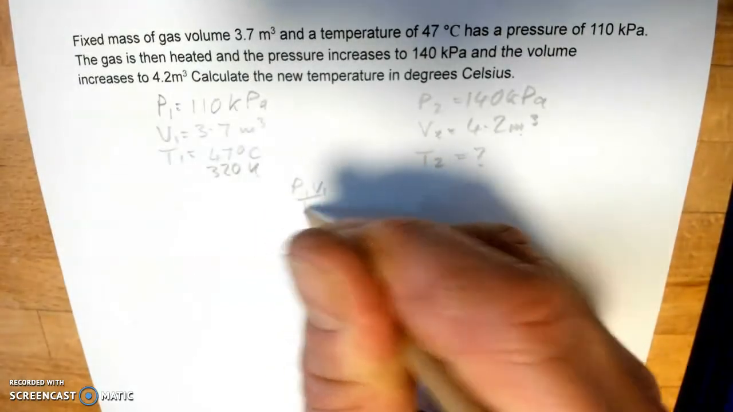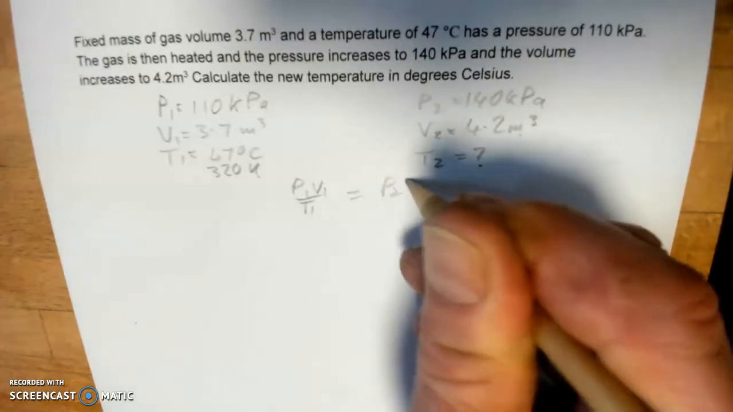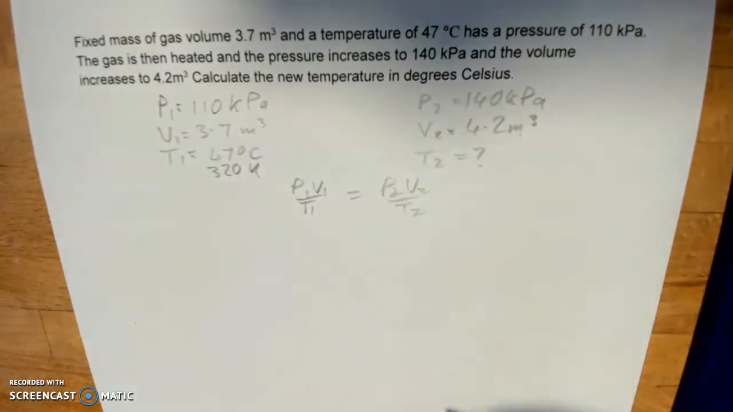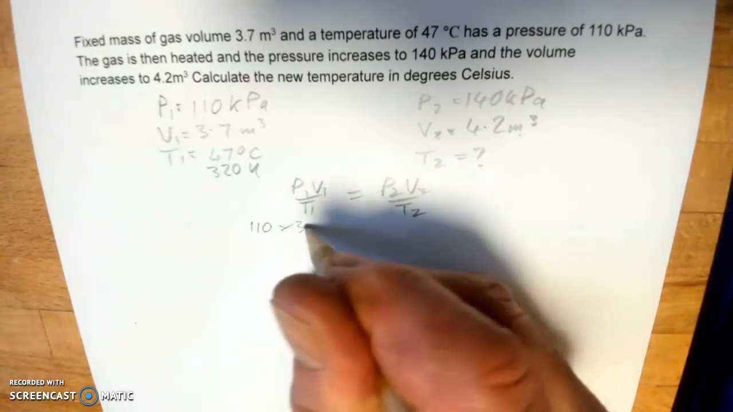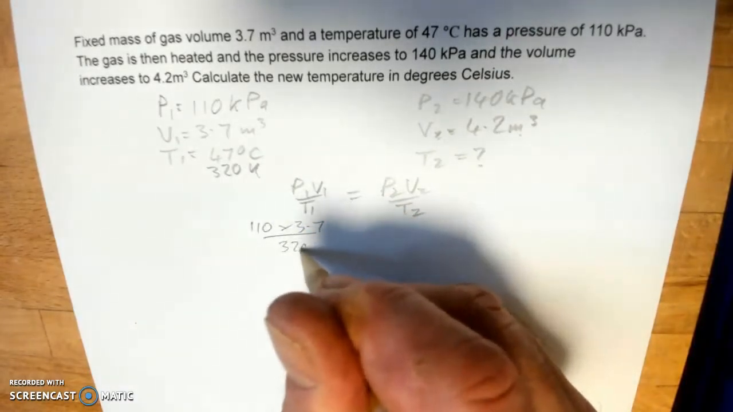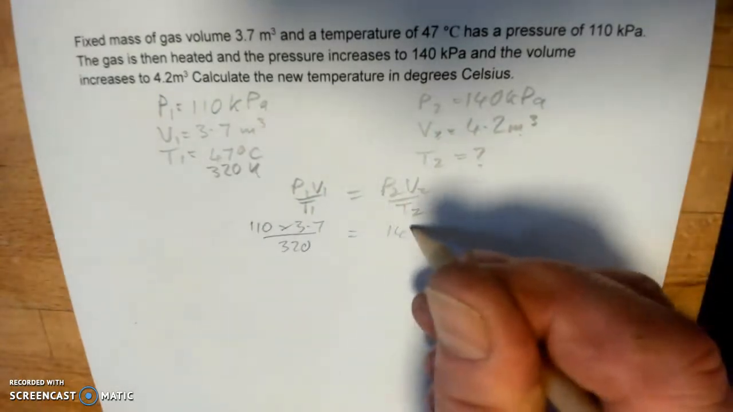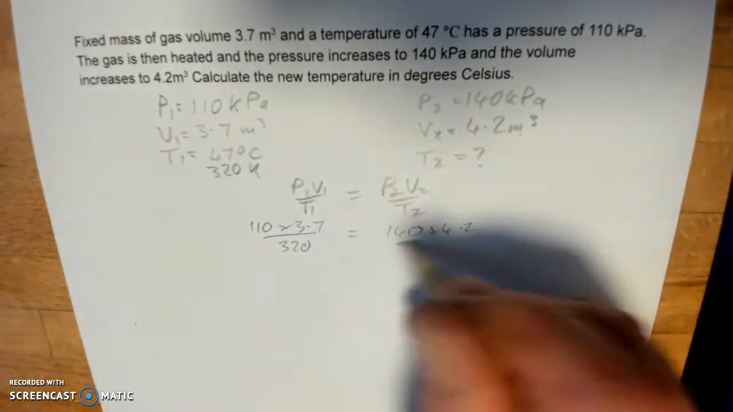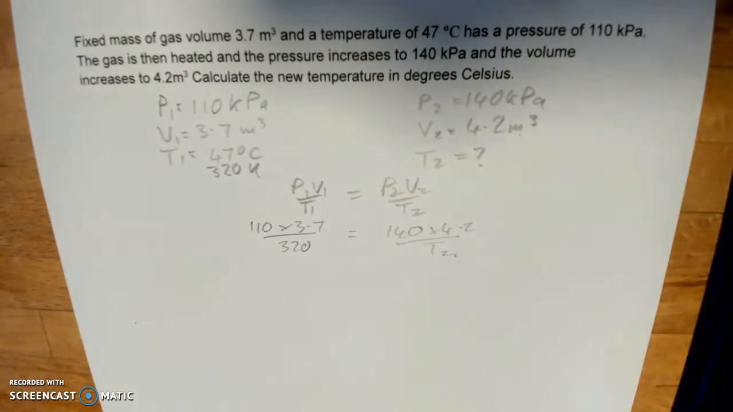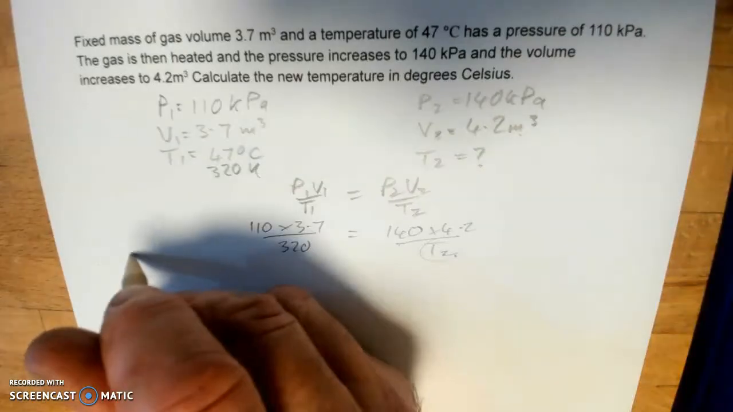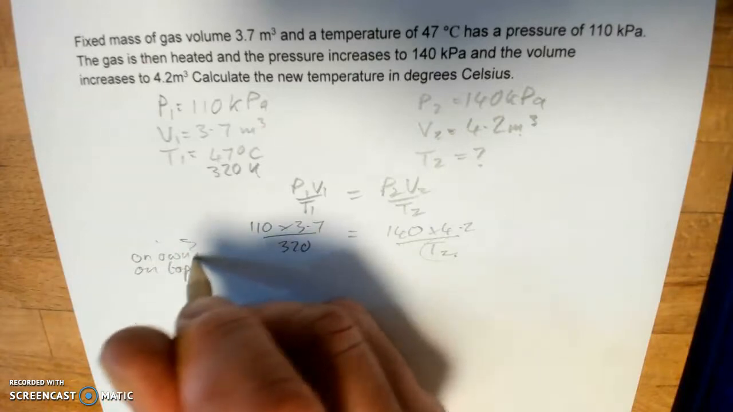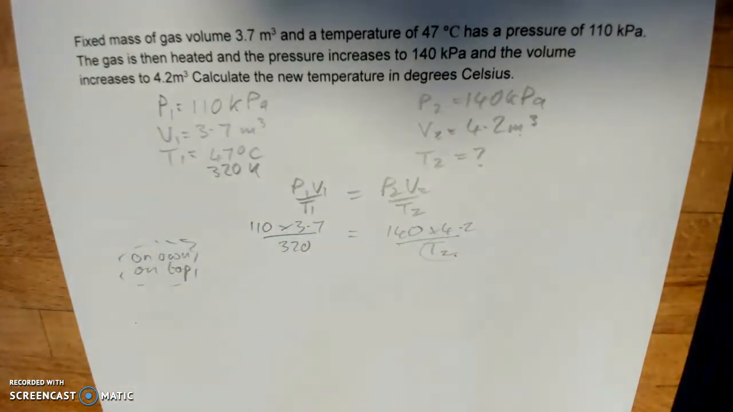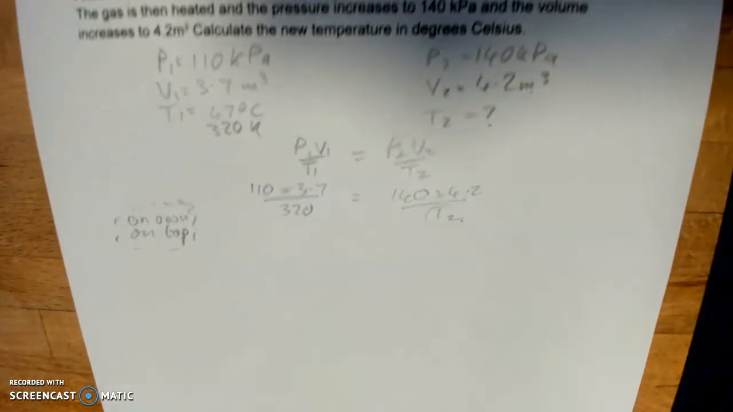So, write down the equation. P1V1 over T1 equals P2V2 over T2. Put the numbers in. 110 times 3.7 divided by 320 equals 140 times 4.2 over T2. That's the thing we're trying to find. Okay, so that's our unknown. The difficulty is it's got to be on its own, but it's got to be on the top.